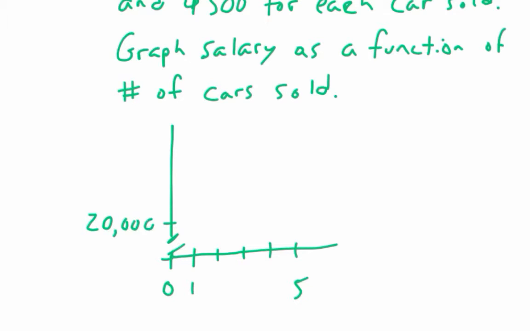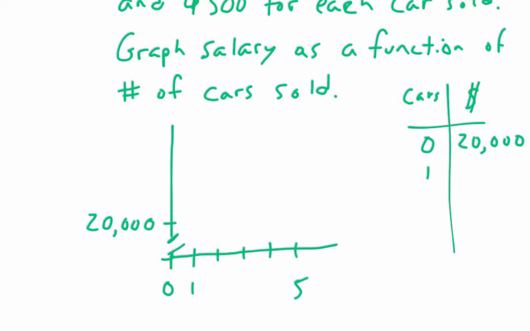And if you're ever stuck, you could go the old-fashioned way and just make your data table. If he sells 0 cars, this would be cars and this would be the money. So 0 cars, he's going to get 20,000. If he sells 1 car, he's going to make 20,500. 2 cars would be 21,000, and so on. Basically, each time x goes up 1, you add 500. So the slope is 500. Every time you go over 1, the rise is 500.